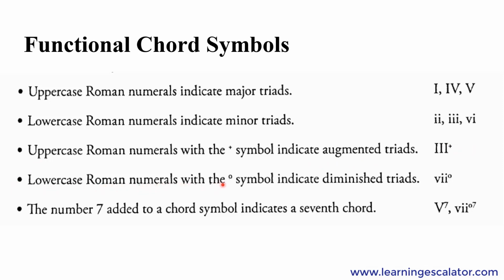Lowercase Roman numerals with the circular symbol indicate diminished triads. So for example, vii with a circle is a diminished triad. The number 7 added to a chord symbol indicates a 7th chord. So for example, V7 means it's a dominant because V means dominant or 5th degree with a 7, so it's dominant 7th. VII with this circular symbol is diminished, and with a 7 makes it a diminished 7th.